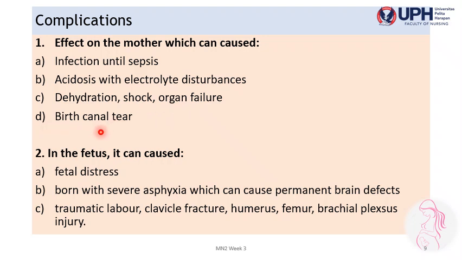For the fetus itself, it can cause fetal distress, and the baby can be born with severe asphyxia, which will then cause permanent brain damage, as well as a traumatic labor, and maybe there will be fractures in the clavicle, humerus, or femur, or even a brachial plexus injury. So during dystocia, there are many complications that can happen to the mother and the baby.